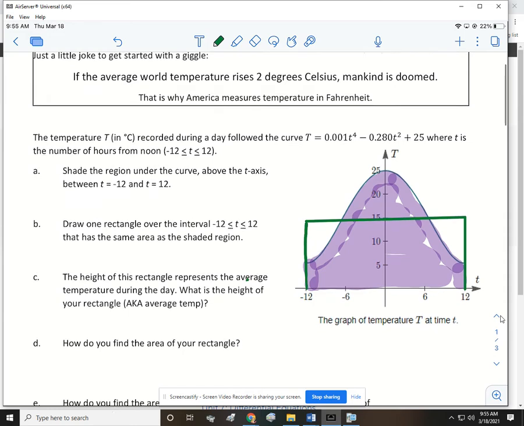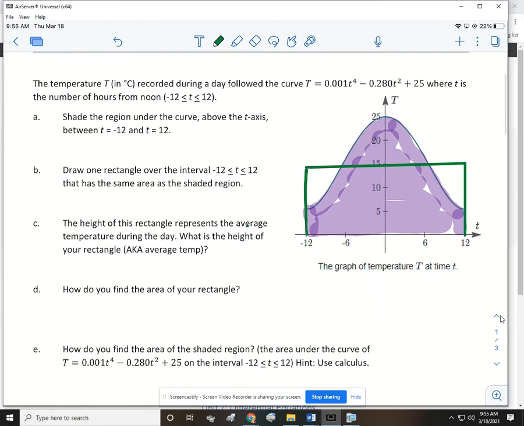For C, the height of this rectangle represents the average temperature during the day. If the area is matched, that would be true. We want to find what's the height of our rectangle? The one I drew, the height is 15 degrees Celsius. So that matches up with the average temperature if the areas match up.